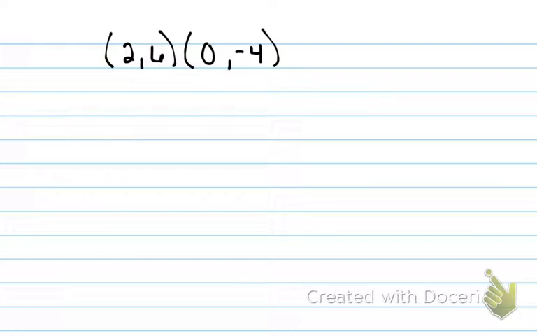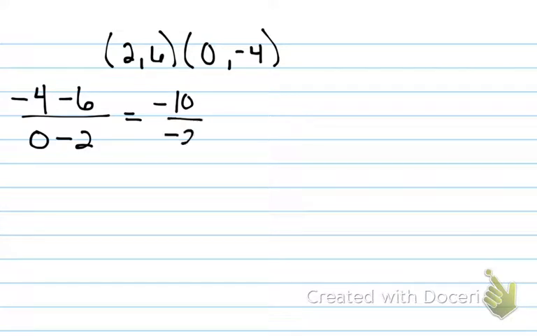All right, so the first thing we're going to do is find slope. So that's going to be negative 4 minus 6 over 0 minus 2. So it's going to be negative 10 over negative 2, which is positive 5. So in my equation, it's y equals 5x.